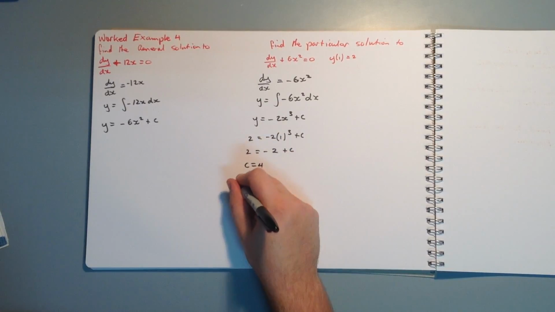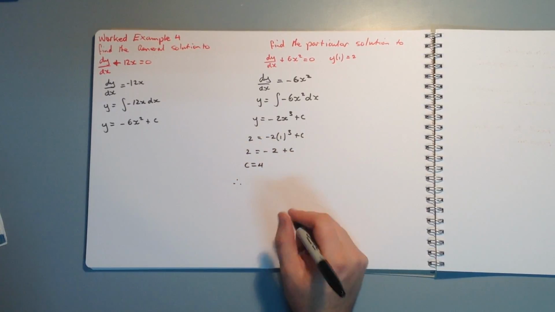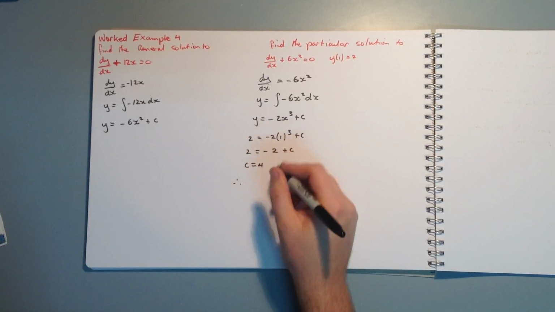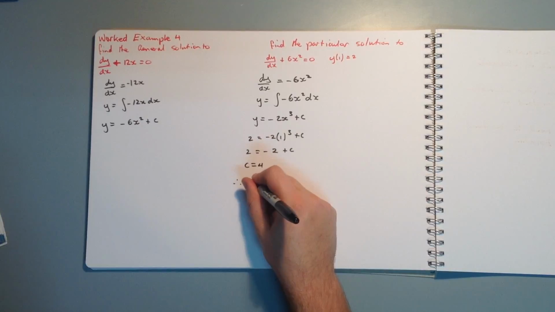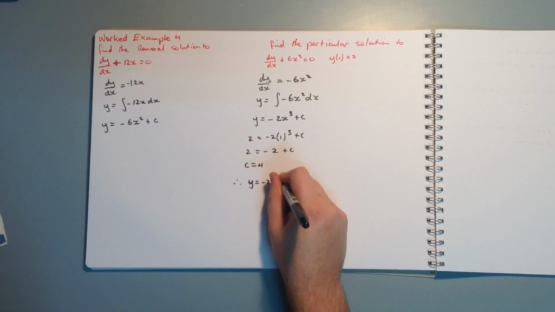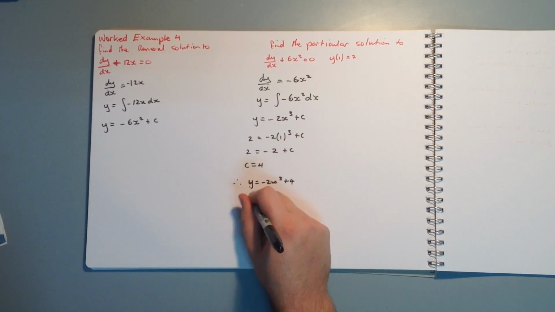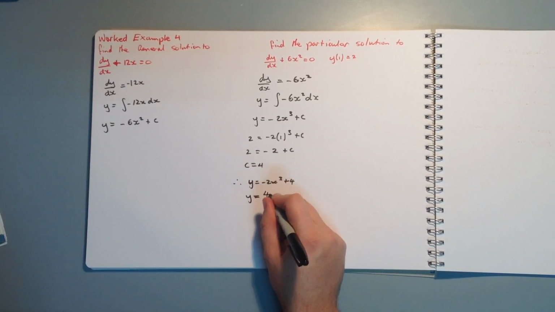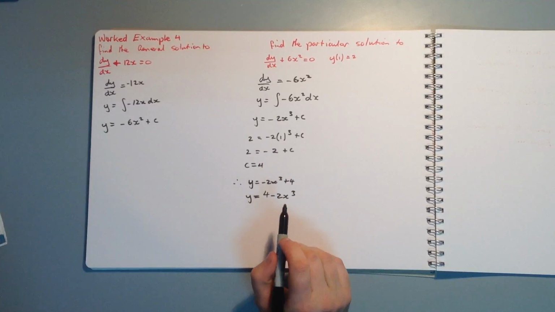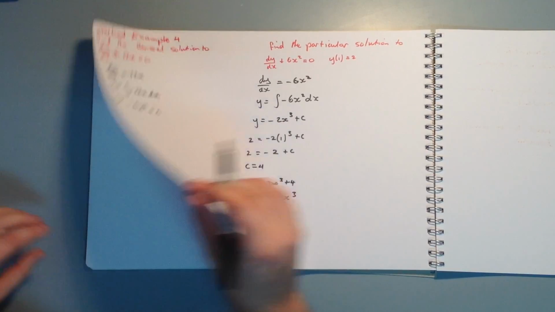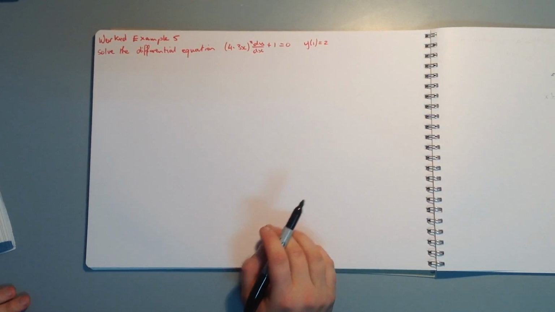Therefore our solution is y equals minus 2x cubed plus 4, or as I've got in the book, y equals 4 minus 2x cubed, just putting the 4 first. So we'll keep going. We've got some more worked examples to look at.